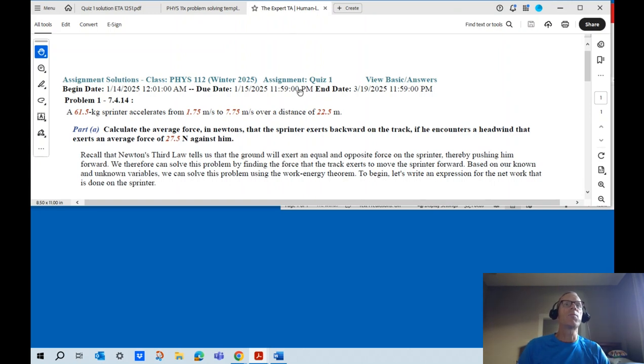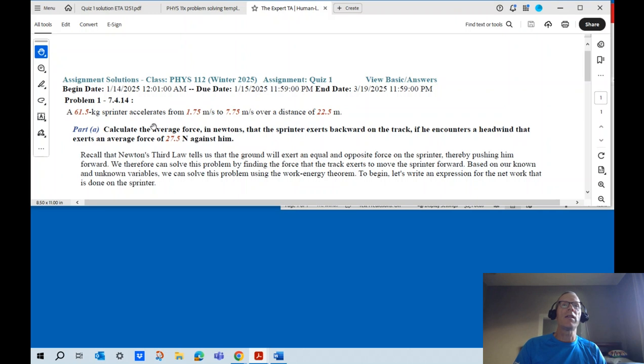So we've got a sprinter accelerating from 1.75 meters per second to 7.75 meters per second over a distance of 22.5 meters. This is using our online homework system, Expert TA. When you see numbers in red, those are randomly generated. So not everybody is going, in fact, nobody else will be getting these numbers. This is just the first randomly generated set.